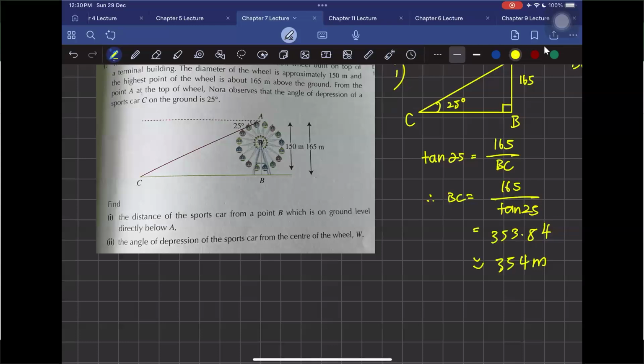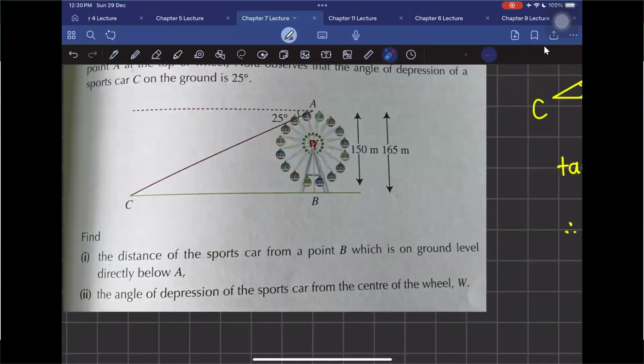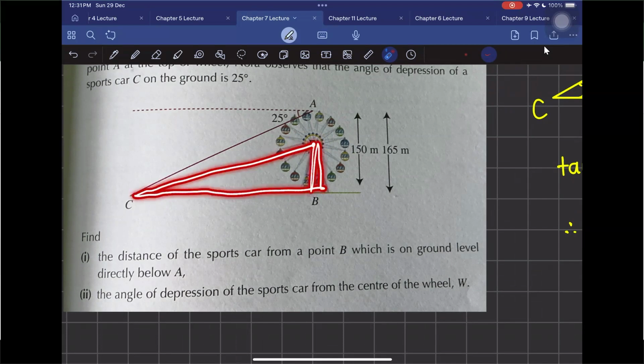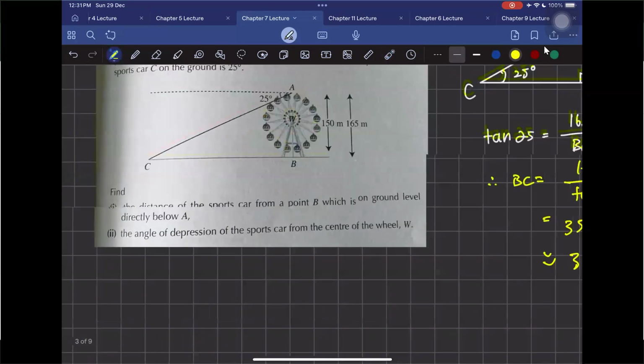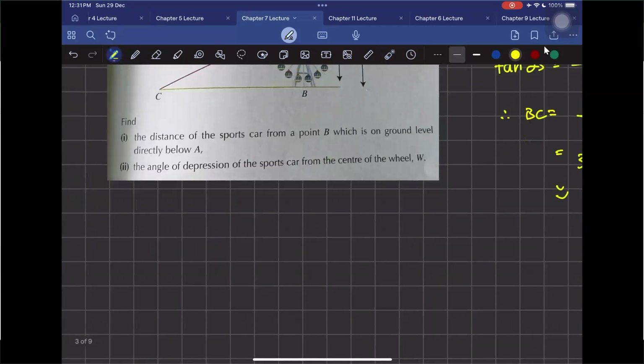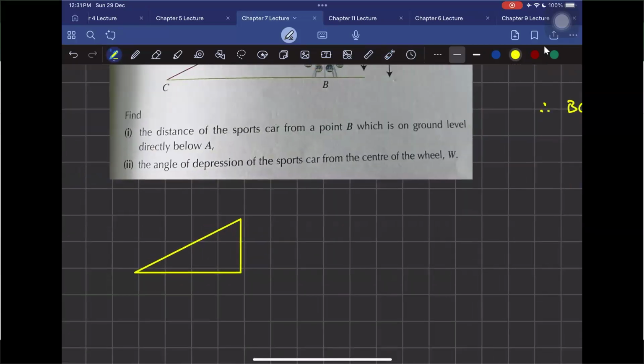So part two is asking for the angle of depression of the sports car from the center of the wheel. Okay, so they're asking from point W. So if you draw a straight line, they're asking for this triangle. Again, your point W is directly above point B, so it will also form a right angle triangle. So first step, as always, draw your triangle. It makes it easier for you to visualize.